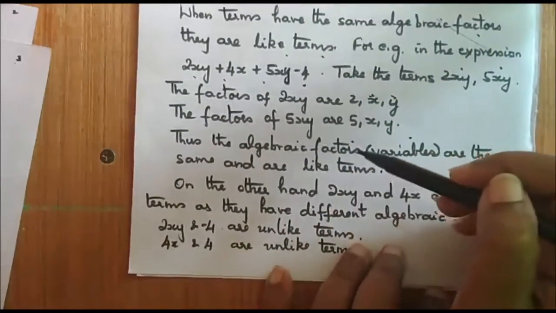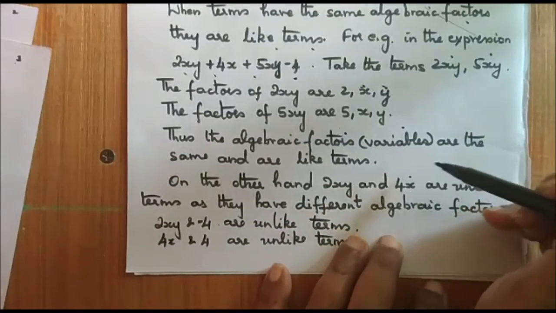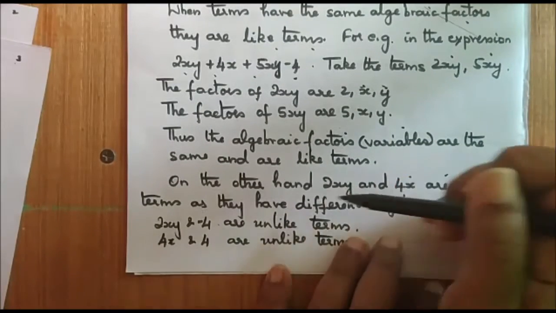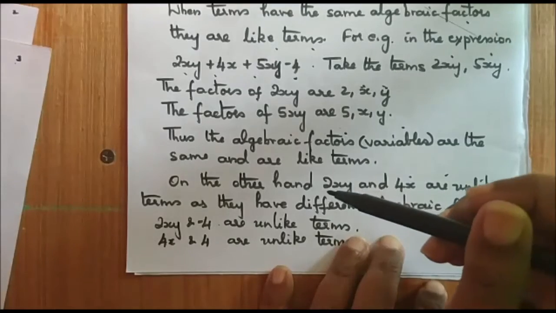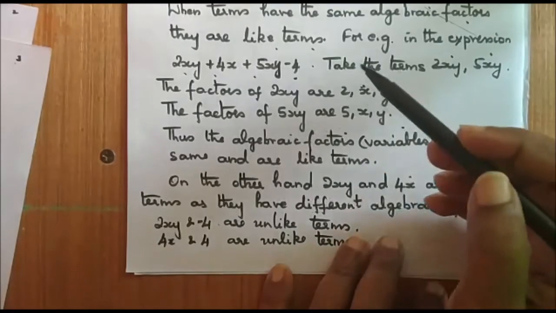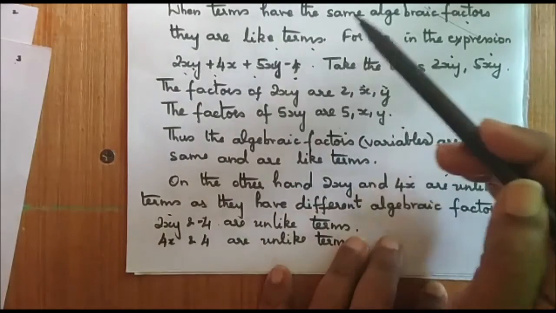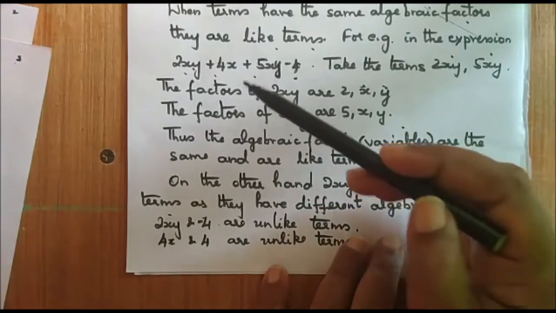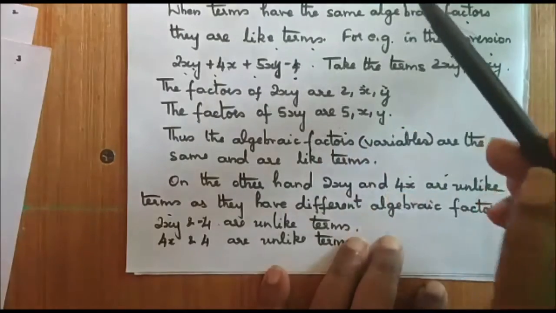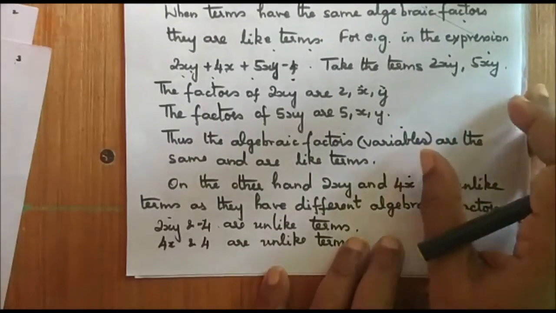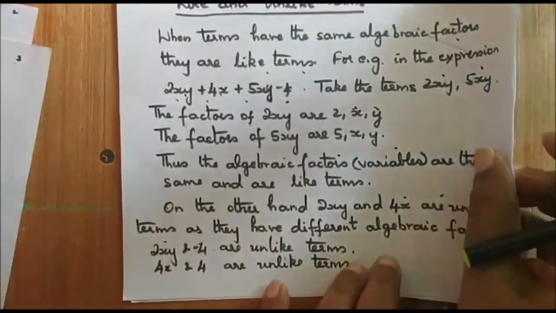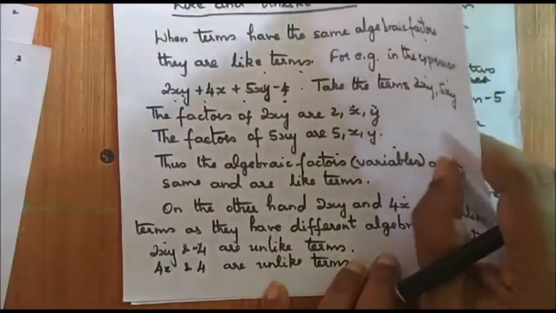So, these algebraic factors are the same in like terms. Okay. On the other hand, 2xy and 4x are unlike terms as they have different algebraic factors. Similarly, 2xy and minus 4 are unlike terms and 4x and 4 are unlike terms. I hope you understood what is meant by like and unlike terms.